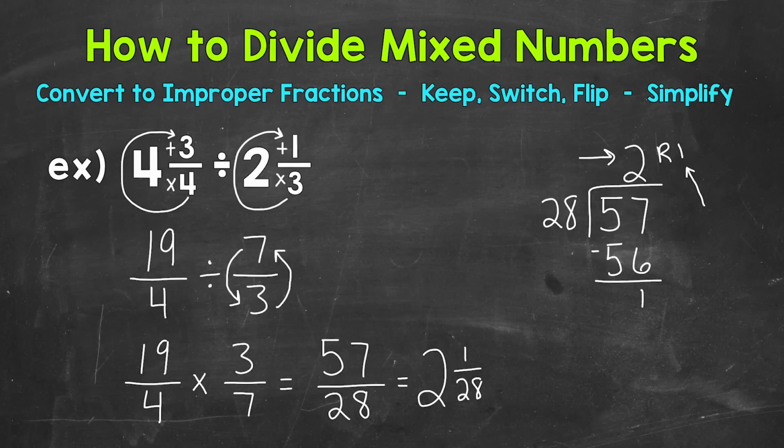Once we get to our mixed number, we can check to see if we can simplify the fractional part. 1/28 is in simplest form. The only common factor between 1 and 28 is 1. So we are done. 2 and 1/28.